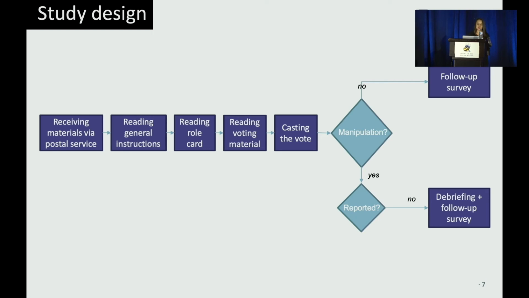If they did not call this number, if they did not report the manipulation, they were forwarded to the debriefing survey, and they were told that indeed there was a manipulation and asked some questions about their experience with the system. If the voters had called this number, they were debriefed on the phone, so they were told that this manipulation is deliberate, that they had noticed it, and then were once again forwarded to the final survey with questions about their experience with the system.